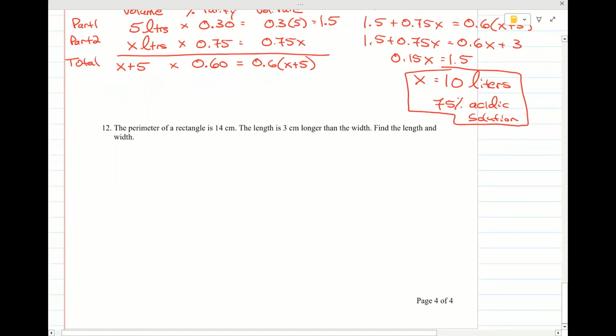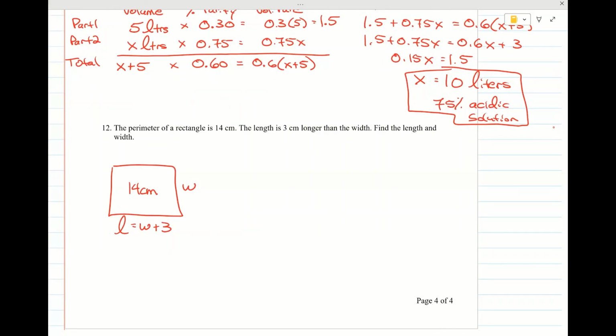And then the final problem, we have a rectangle, and the perimeter of the rectangle is 14 centimeters. The length is 3 centimeters longer than the width. So we take the width and we add 3 to that. Find the length and the width.